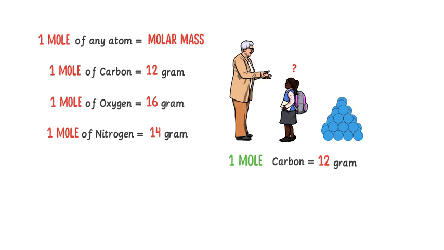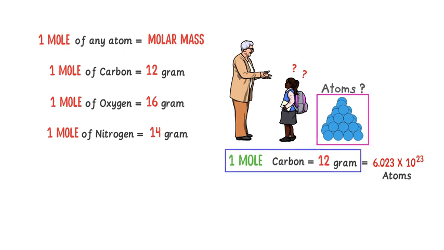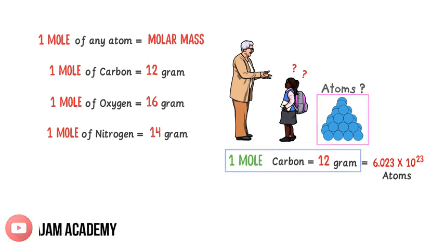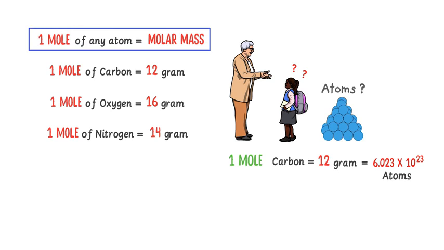If I again ask you, how many atoms of carbon are there in 1 mole of carbon? Your answer is simple. There are 6.023 × 10^23 atoms of carbon, and this 1 mole is 12 grams of carbon. Thus in 1 mole of carbon, there are 12 grams of carbon atoms, or 6.023 × 10^23 atoms are present. It means we have to modify this definition of a mole.